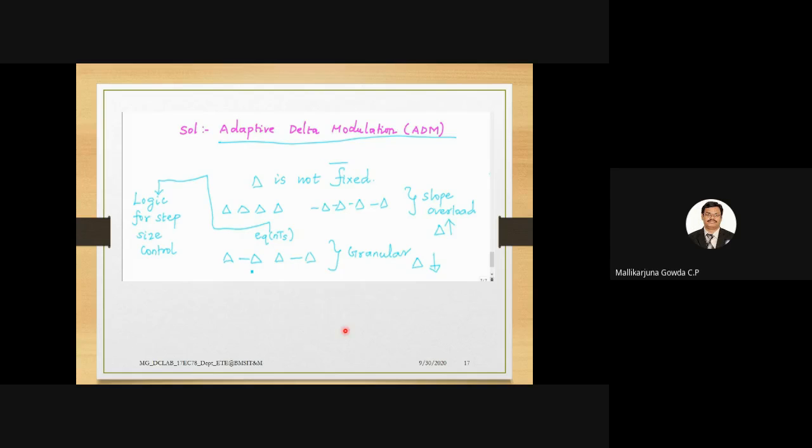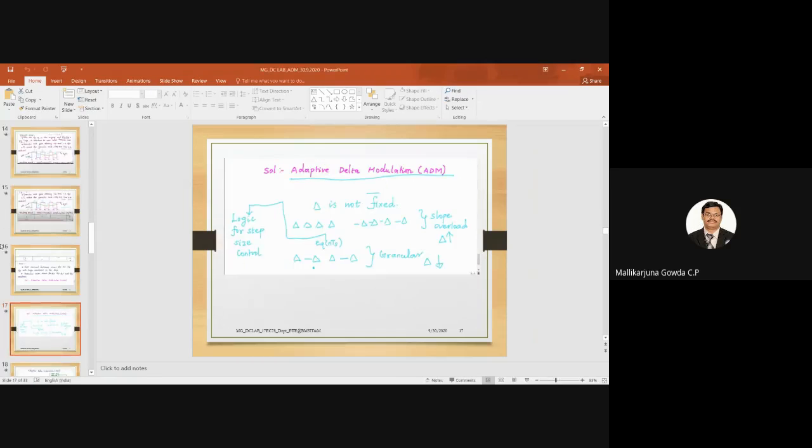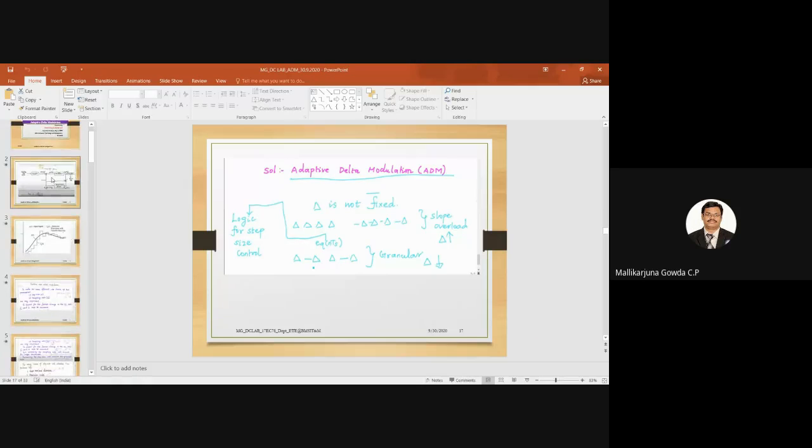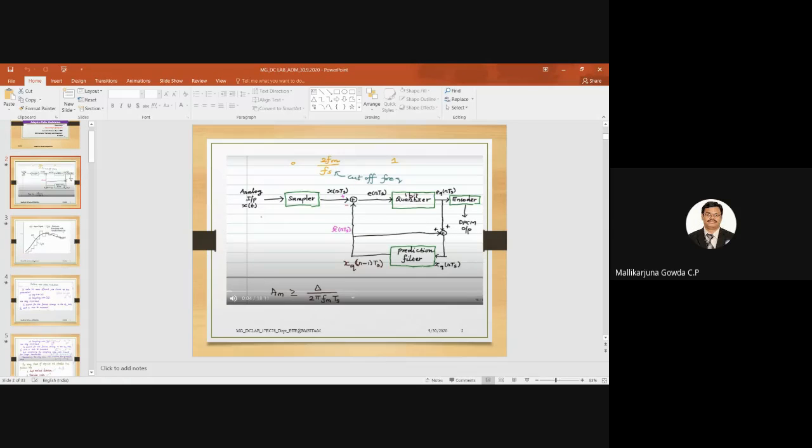So to overcome this, we can find a logic which will have a control over the step size. We need to set up a logic for control of the step size. So that is what is done in the adaptive delta modulation. So with this, let me stop this and let me explain that code with respect to this logic, and then we'll come back to adaptive delta modulation.